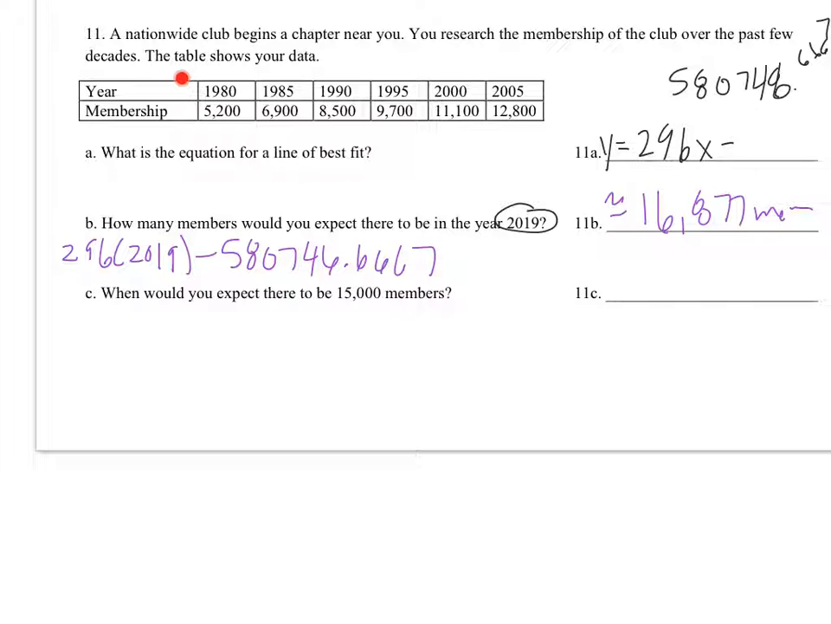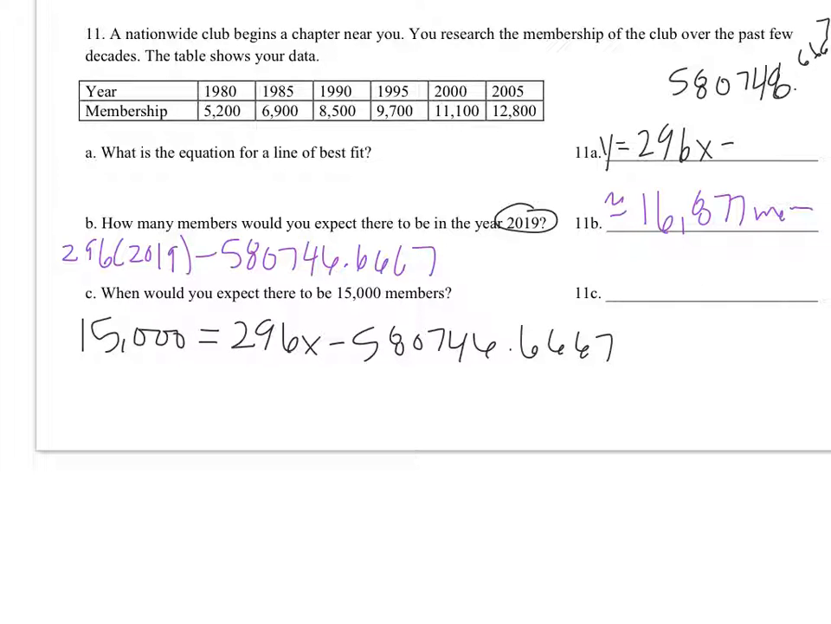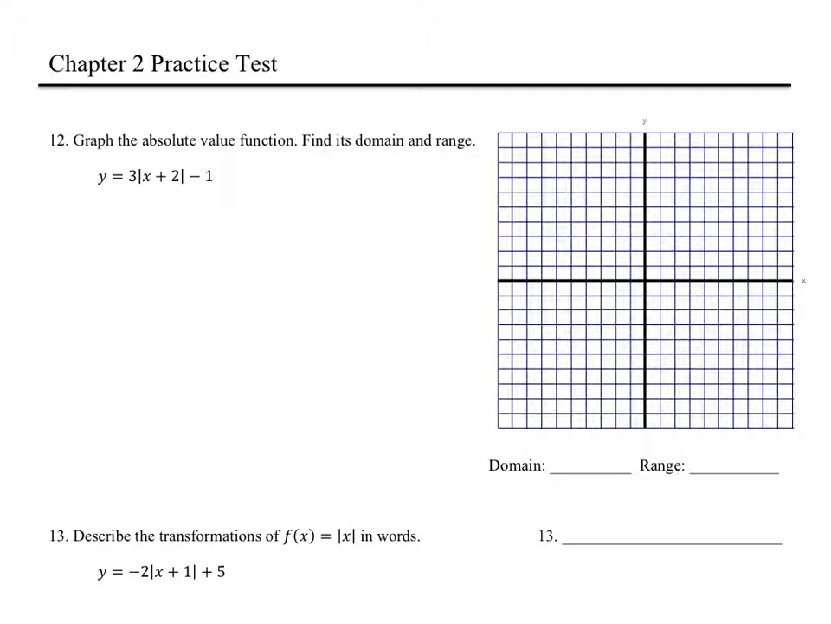When could you expect to have that many members? Again, you have to think, is that my input, my output? That's my output. So I have to put my equation equal to that. So first you would add over your 580,746 and then divide by 296, and I would accept either the year 2012 or 2013.